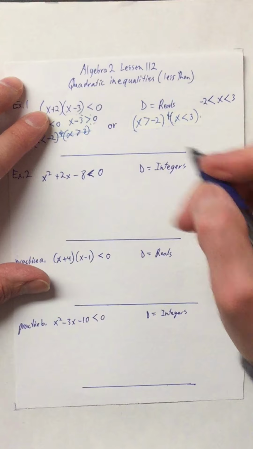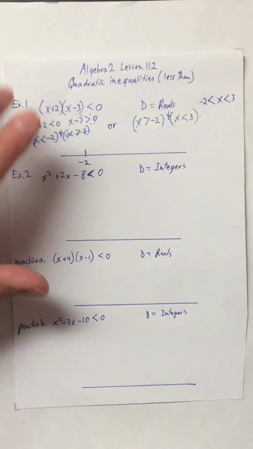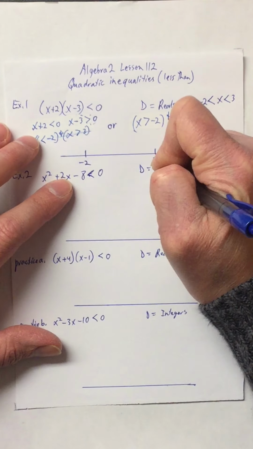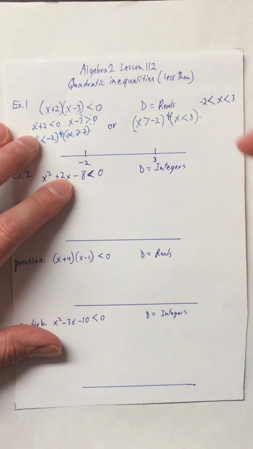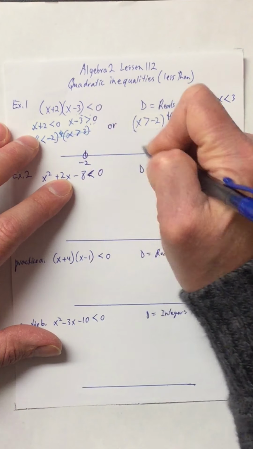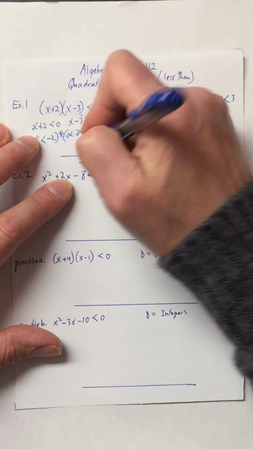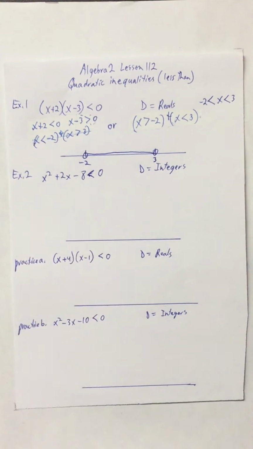We'll take this side. So we have a negative 2 here, and then we put our 3 over here. We don't have any equal signs in there, so these are going to both be open circles, and it's all reals, so it's a bar that connects those two together like that. Okay, let's look at example 2 here.